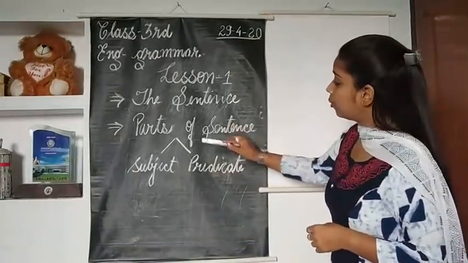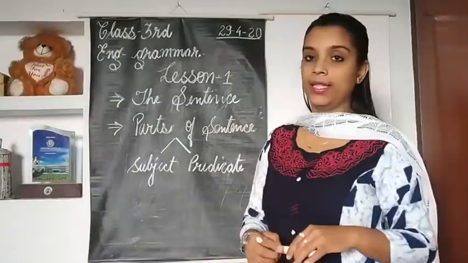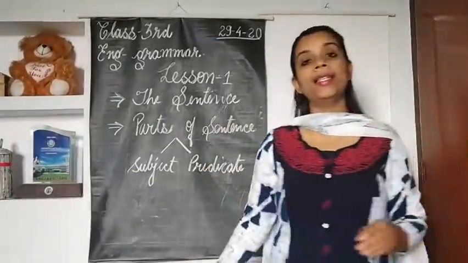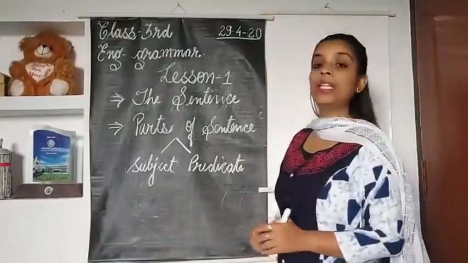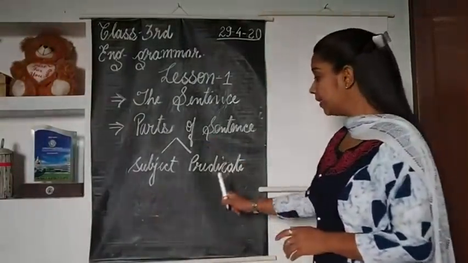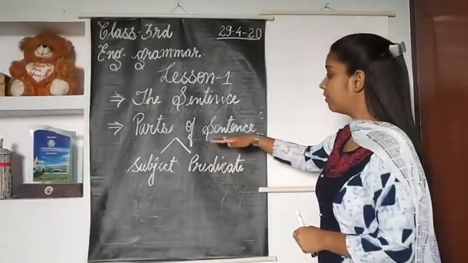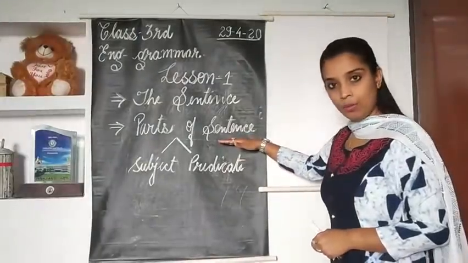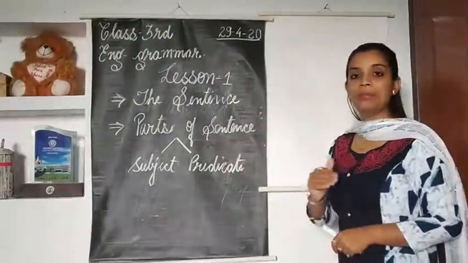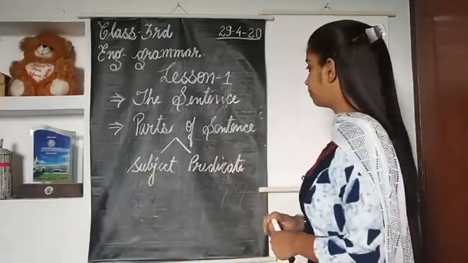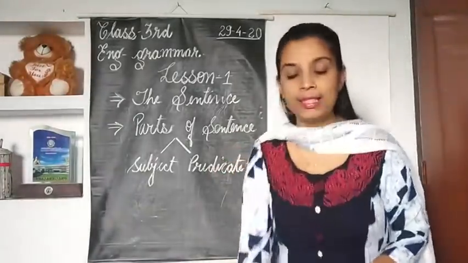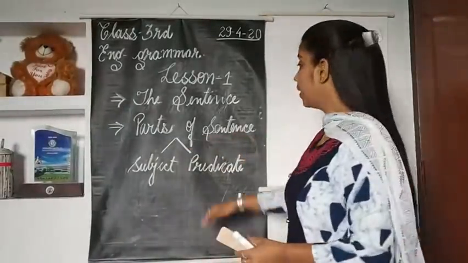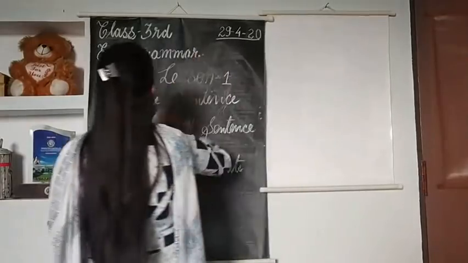And the second topic was parts of sentence. Sentence is made up of two parts, subject and predicate. I have discussed this topic also in my previous class, but today I will elaborate it a little more. I'll give you a few more examples to make it clearer to you all. So today's session we will start with this very topic and continue it. So, parts of sentence.